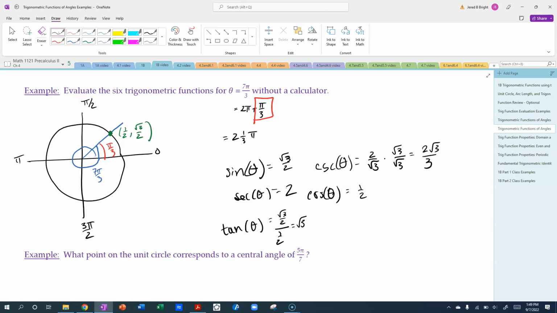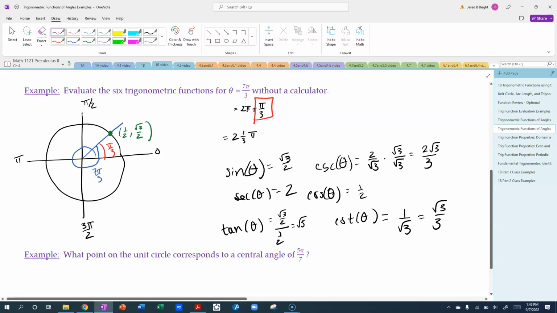And I'm going to move to cotangent because I need a little bit more room. Cotangent would then be the reciprocal of tangent, 1 over square root of 3, which if you rationalize it is square root of 3 over 3. Yay, math. Okay, big point here. Again, drawing out the angle is super helpful because then that allows us to at least figure out a coterminal angle if needed.